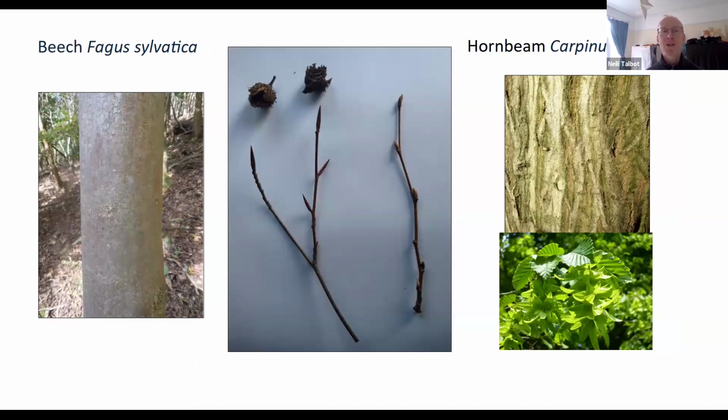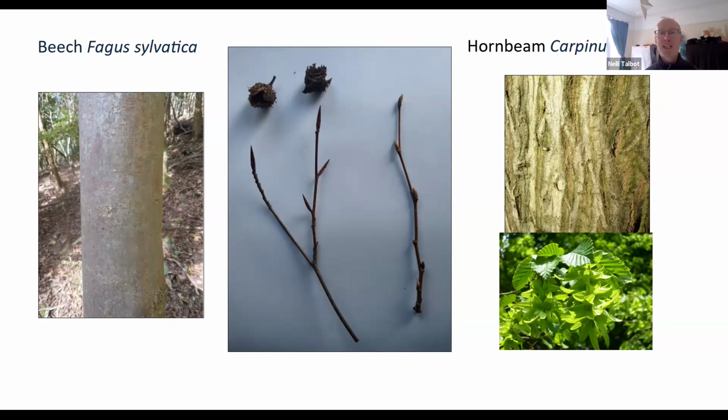All right, so a couple of other native species. Beech is particularly common. So beech and hornbeam are very closely related, and there are some similarities, but they are quite different in other ways.